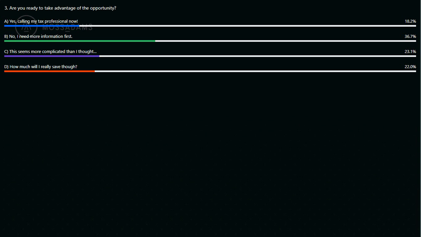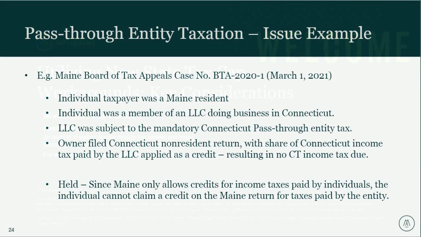Great. Yeah, and I think that's pretty much consistent with what we're hearing from clients that we serve currently. There's a lot more who want more information. It is much more complicated. The how much will I really save being a strong third place makes a lot of sense. So let's get into some specific programs and think about what that looks like. But before we start that, I just want to bring to your attention, and actually I'll turn this over to Mark. The Maine Board of Tax Appeals was looking at this issue, and Mark, what did they see?